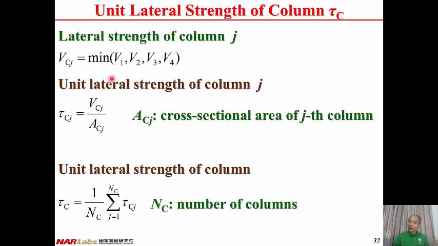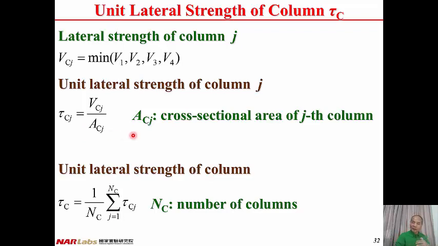Once we have V1, V2, V3, and V4 from the 4 failure modes, we can take the minimum one. The minimum one is the lateral strength of the column J. Once we have the lateral strength of column J, then we divide by the cross-sectional area of column J, and we can have the unit lateral strength of column J. That's the lateral strength per unit cross-sectional area.